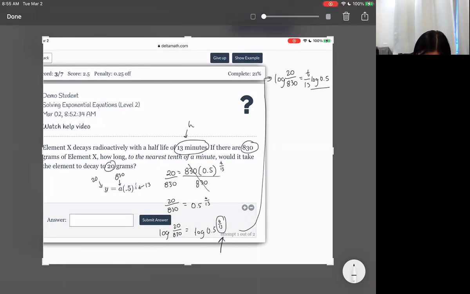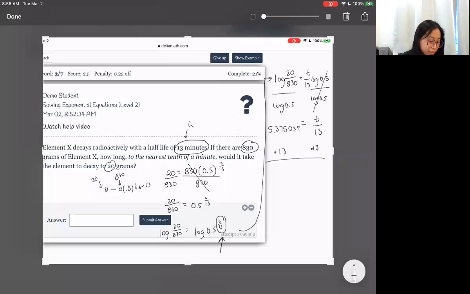Okay, so then we're just going to divide by log of 0.5 on both sides. This canceled out. We will be left with t over 13 on the right side. And on the left side, let me go and type it into a calculator. So now that we got that amount, this is equal to t over 13, so t divided by 13. To cancel dividing by 13, I'm going to multiply by 13. And that will give me, now I'm going to use my phone calculator, 5.375039 times 13. 69.87 is equal to t.